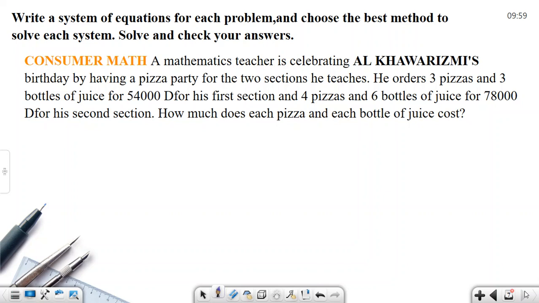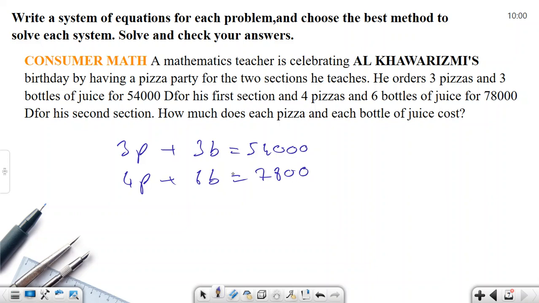Write a system of equations for each problem and choose the best method to solve each system. Solve and check your answer. A mathematics teacher is celebrating El Kharazmi's birthday by having a pizza party for the 2 sections he teaches. He ordered 3 pizzas and 3 bottles of juice for 54,000. So 3 pizzas plus 3 bottles is going to be 54,000 for the first section. 4 pizzas plus 6 bottles of juice equal 78,000. So how can I solve this 2 variable system?